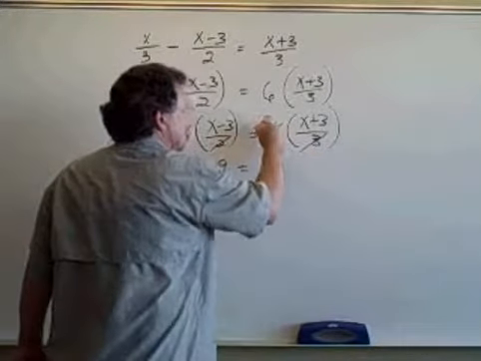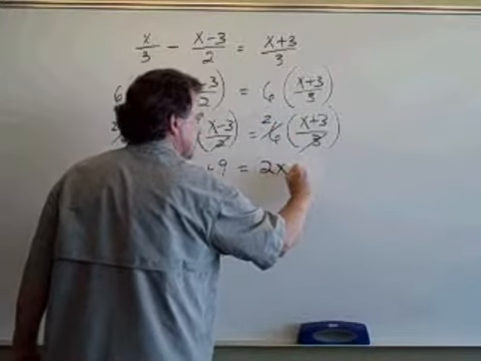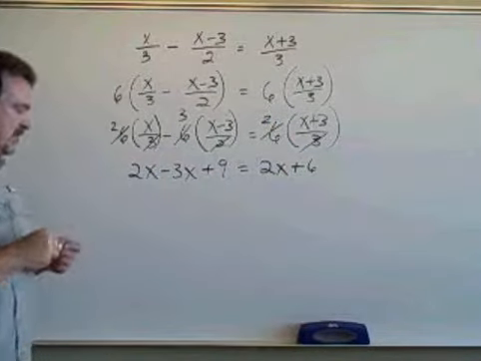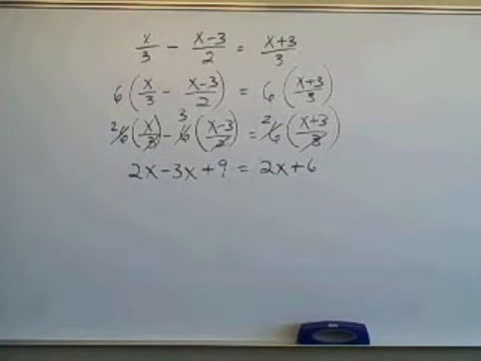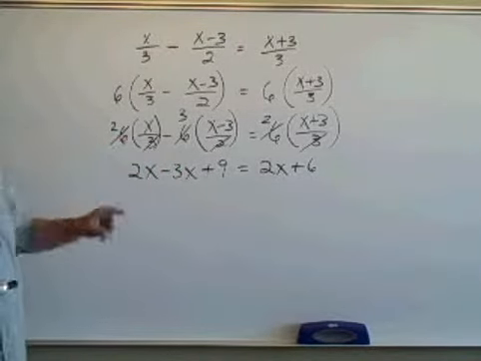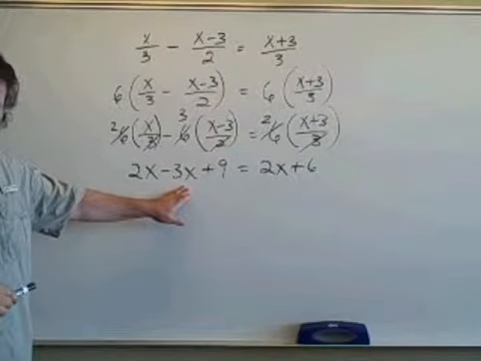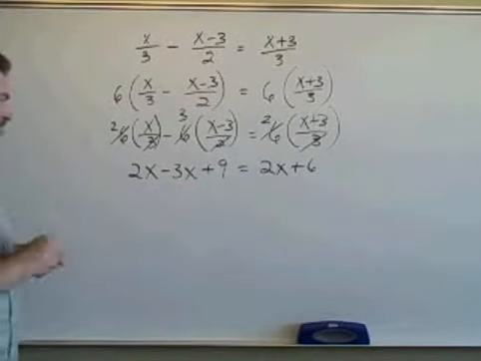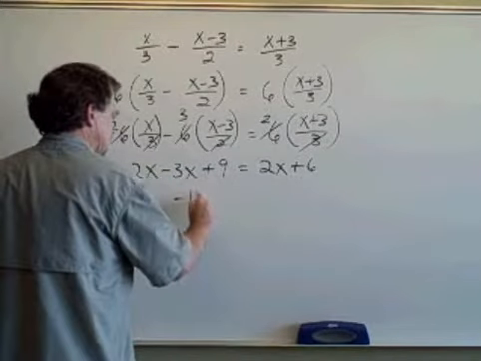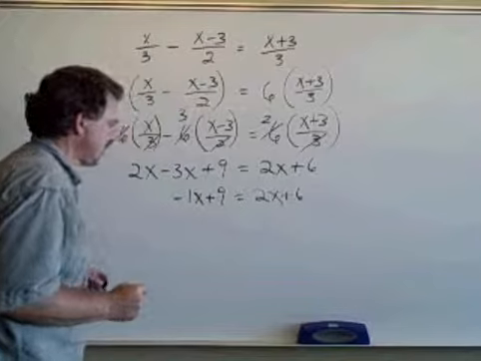3 goes into 6 2 times, so it's 2 times x, which is 2x. 2 times plus 3 is plus 6. And we have successfully removed the fractions from this equation. Now, we've got some like terms we can combine in simplifying this left-hand expression. This becomes negative 1x plus 9 equals 2x plus 6.